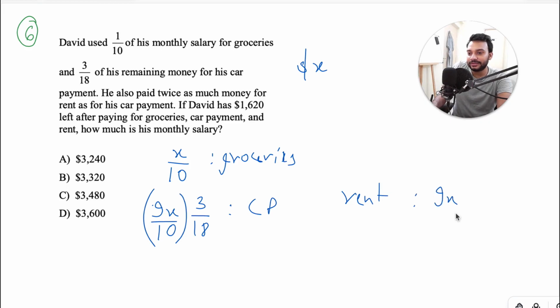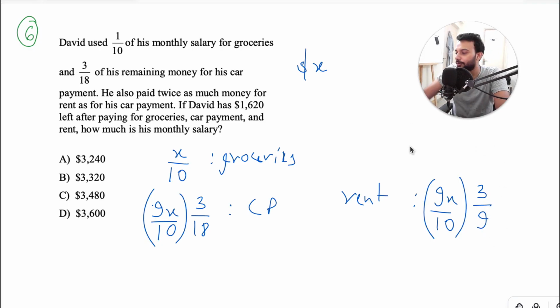So 9x over 10 times 3 over 9. Why 3 over 9? Because 3 over 18 multiplied by 2. That's a 3 over 9. Okay, simplified that. So this is groceries, car payment, rent. These three things. If he does all these payments, he's still left with 1,620.